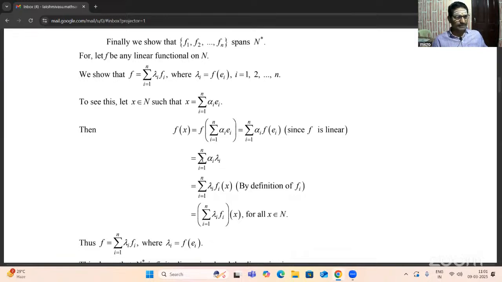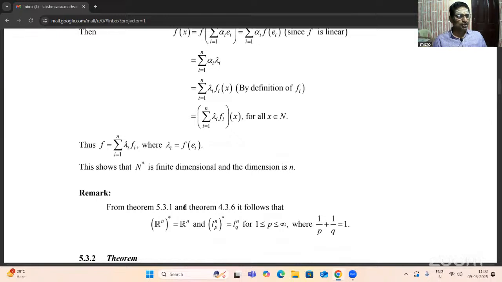So the summation of lambda i into fi of x, by the definition of fi, because lambda i equals f of ei. So the summation of lambda i into fi with respect to x, for all x belonging to n. So the final value is f equal to the summation of lambda i and fi, where lambda i equals f of ei.